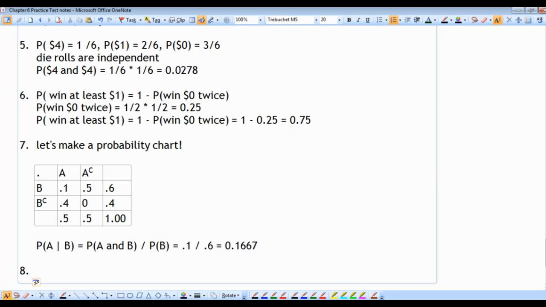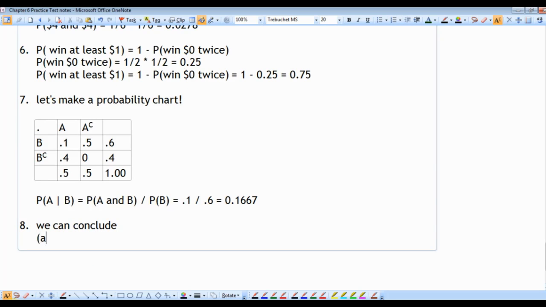Number 8. Can we conclude that they are independent? No, not independent. They are not disjoint either. Okay, they're not independent.